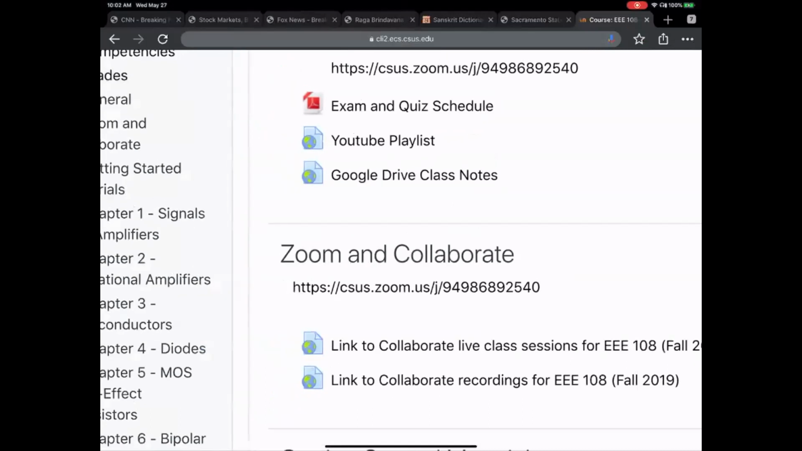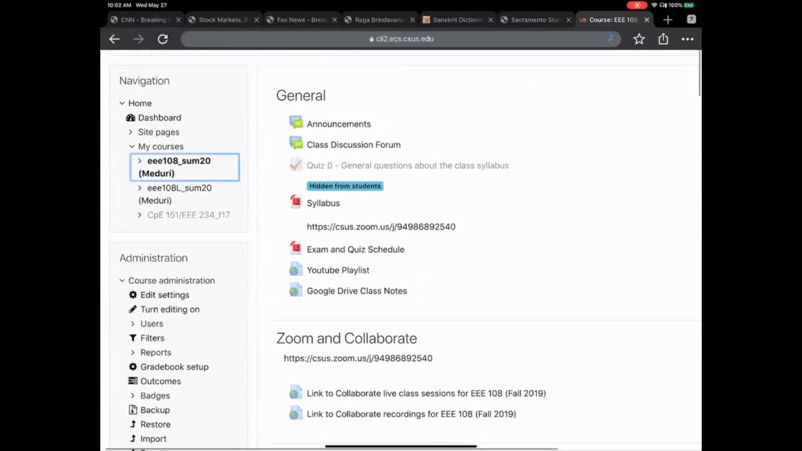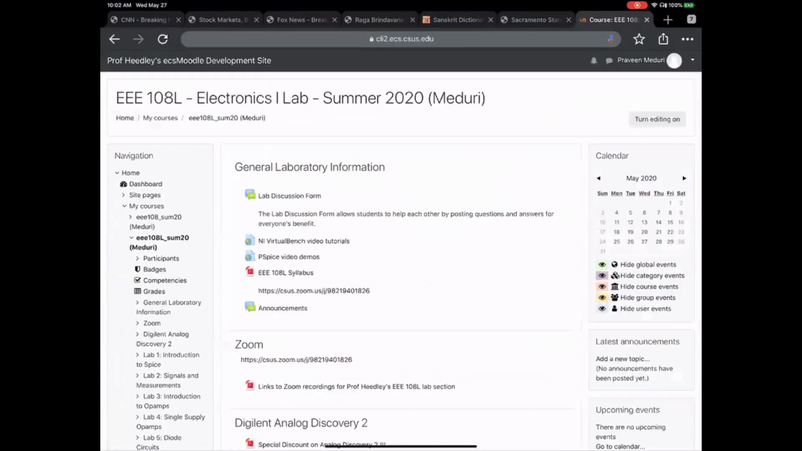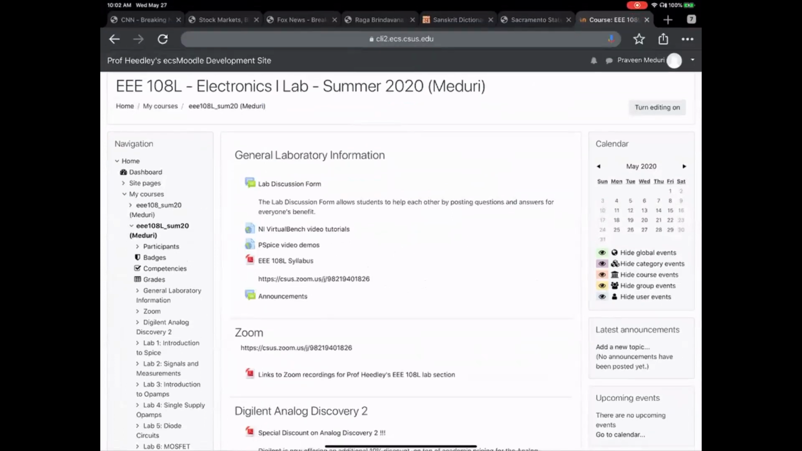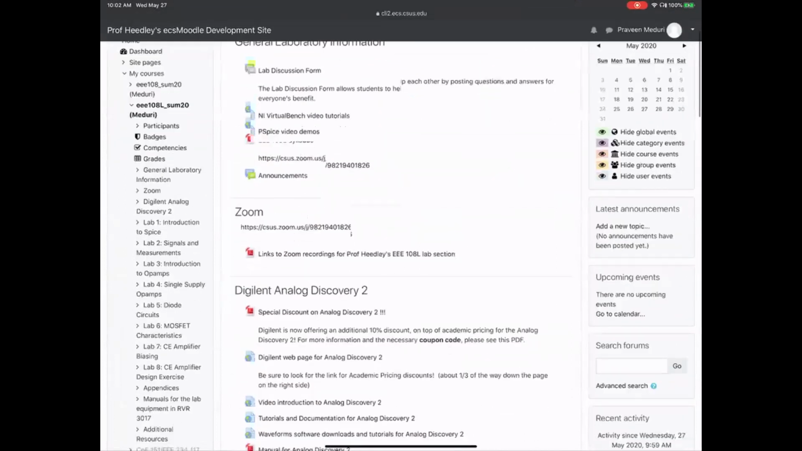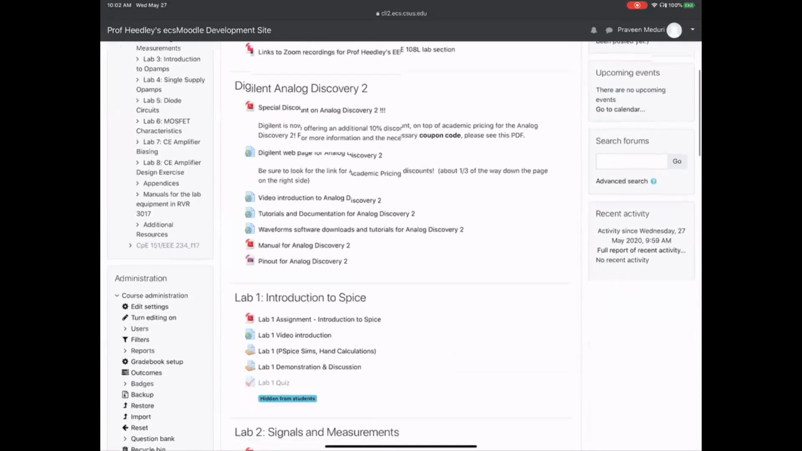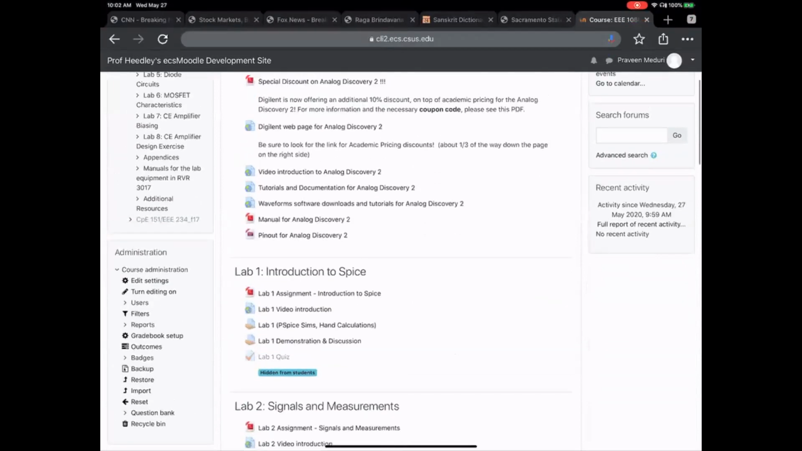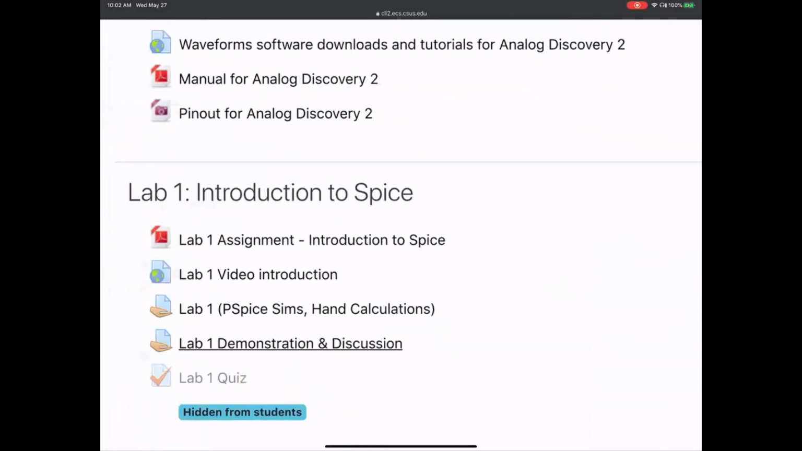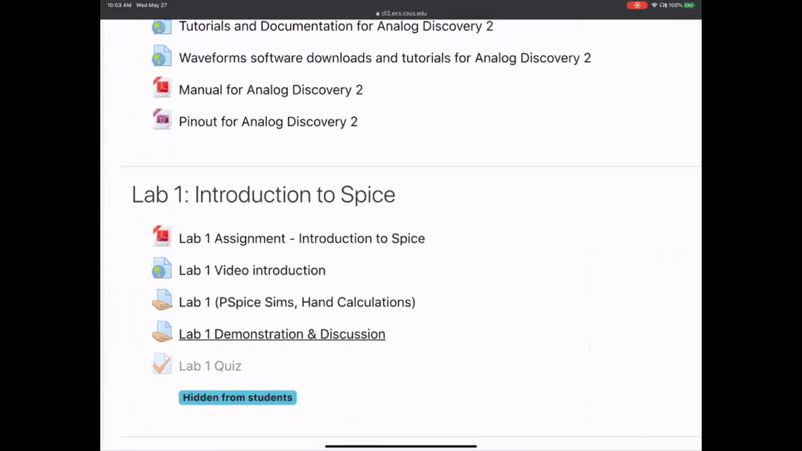The other thing is EEE 108L is available now. Let me go there. 108L is available here, so you can go ahead and get started enrolling into this. The first lab is Introduction to Spice. There will be no lab session this week. We will begin our labs next week.